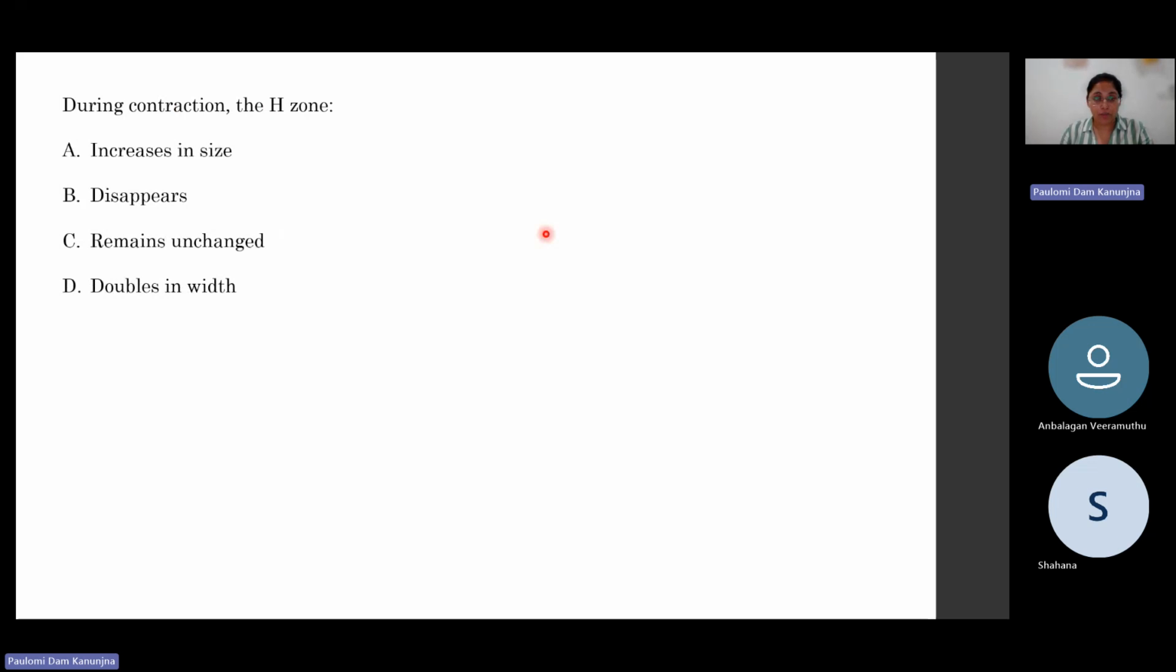Okay, next one. Now, think in terms of contraction, and this H zone we have just discussed. If your muscle is undergoing contraction, what will happen to the H zone? The I band is shortening. What happens to the H zone, the one in the center? Will it stay there? Will it disappear? Will it shorten? Will it increase?